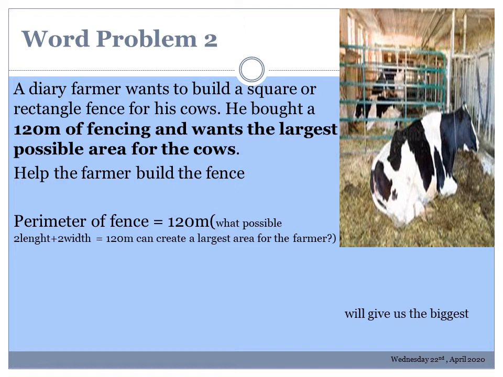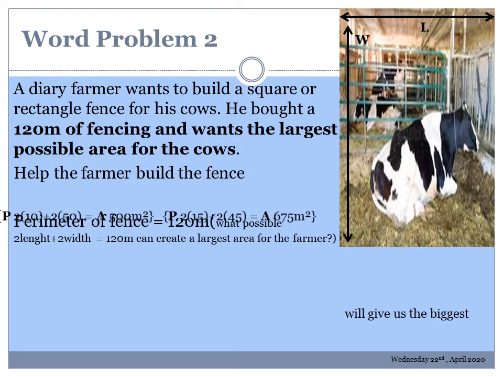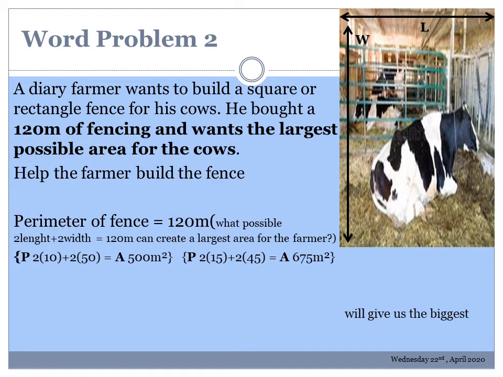Let's look at length. This arrow just coming in shows us the length of the pen and the width of the pen. Now let's look at the first option we can have for length and width. The P we have here is perimeter. So if we have a perimeter of 10 for our length and 50 for our width, remember it's going to be 10, 10 and 50, 50.